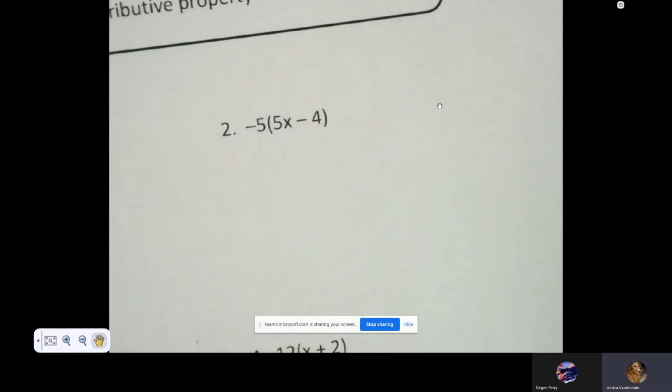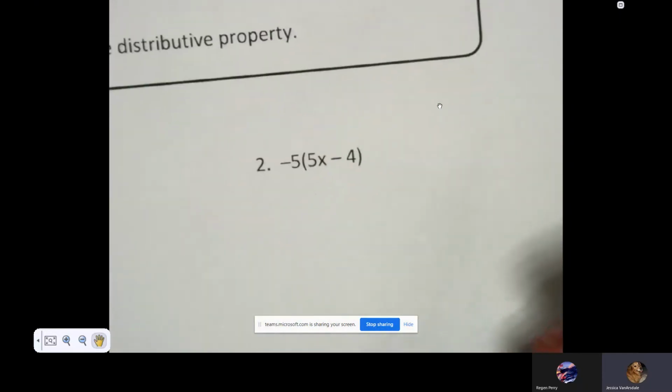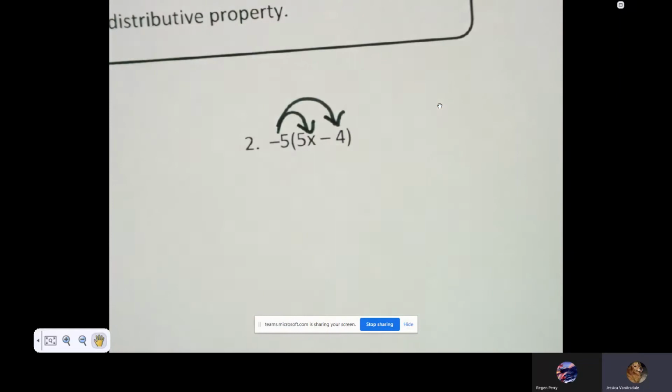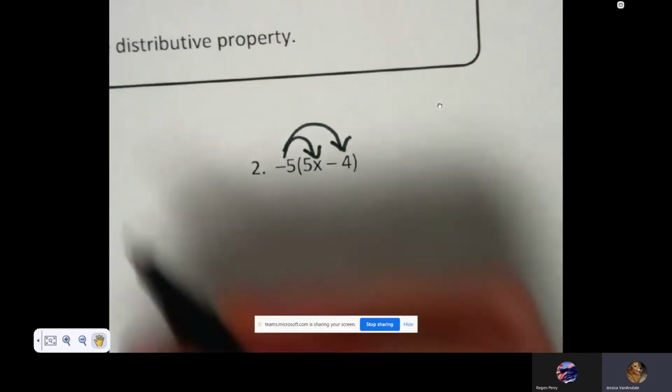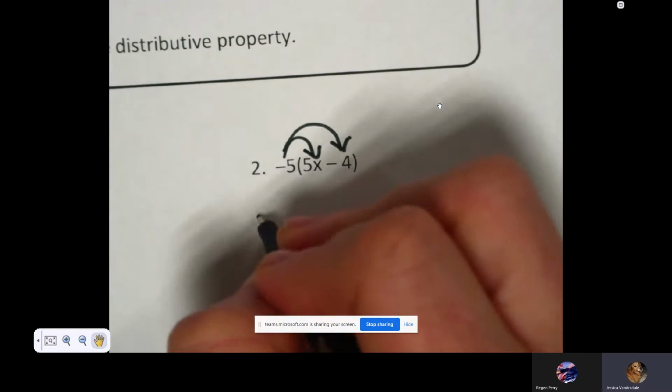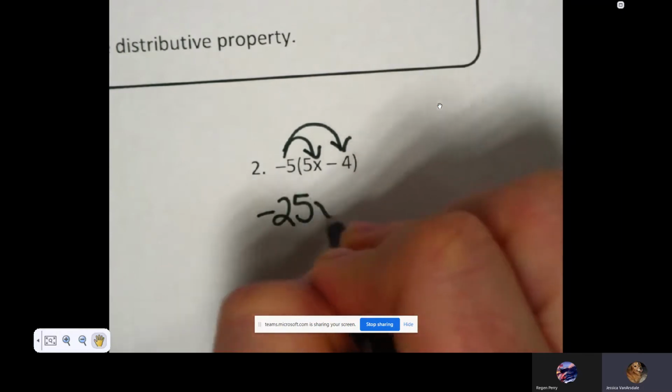Okay, let's just get through this. I'll show you. We'll go problem by problem. Okay, so we've got -5, and we're going to distribute -5 to every term that's on the inside here. So if we do -5 times 5x, what's -5 times 5? -25. Does everybody see how Abe got that?